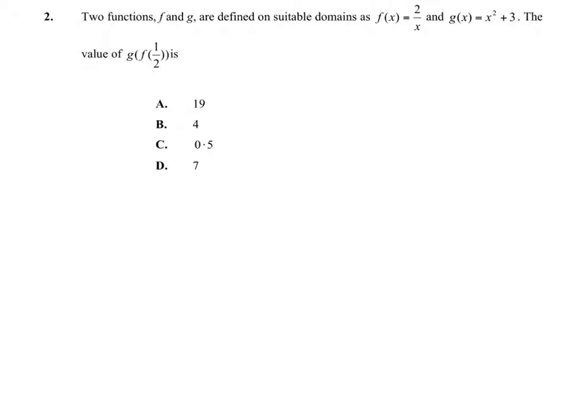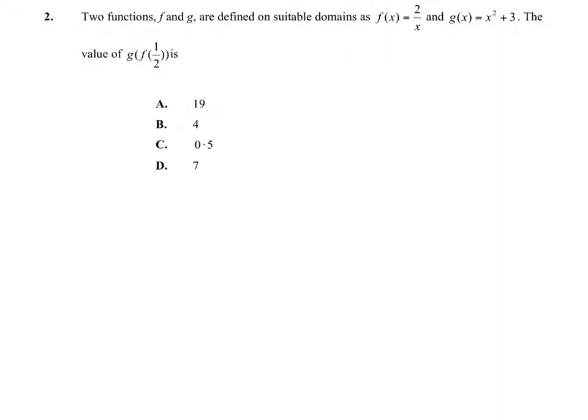Question number 2. Two functions f and g are defined on suitable domains as f of x equals 2 over x and g of x equals x squared plus 3. We're then asked to find the value of g of f of 1/2. So that's a composite function where the f function has been substituted into the g function, but also 1/2 has been substituted into the f function.